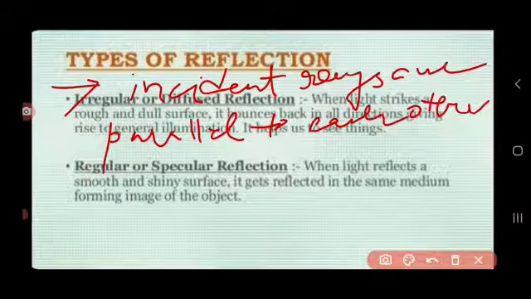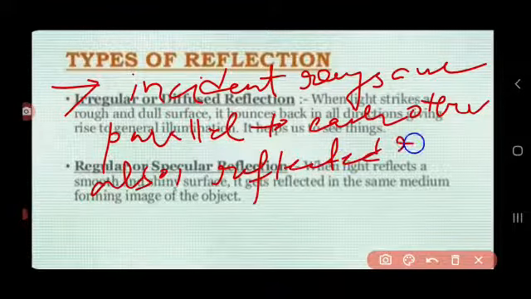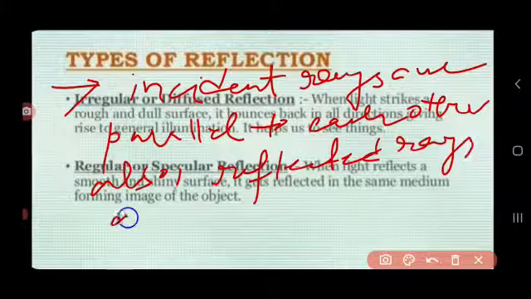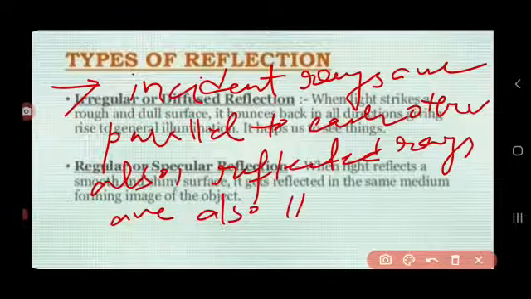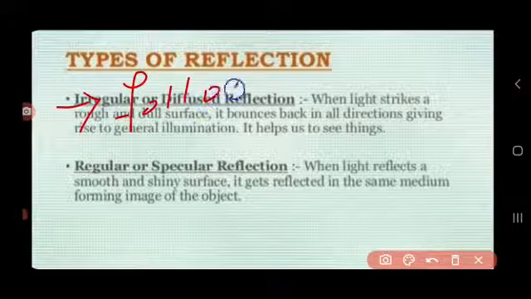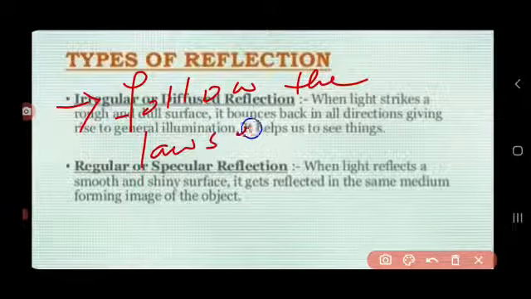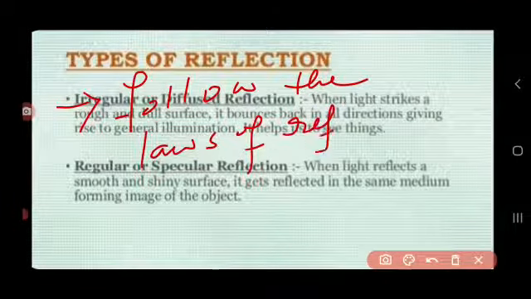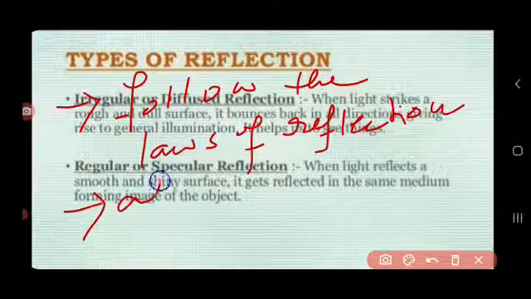And last point, after reflection, reflected rays move at a particular direction. So these are the properties of regular reflection. Let us explain with the help of the diagram.